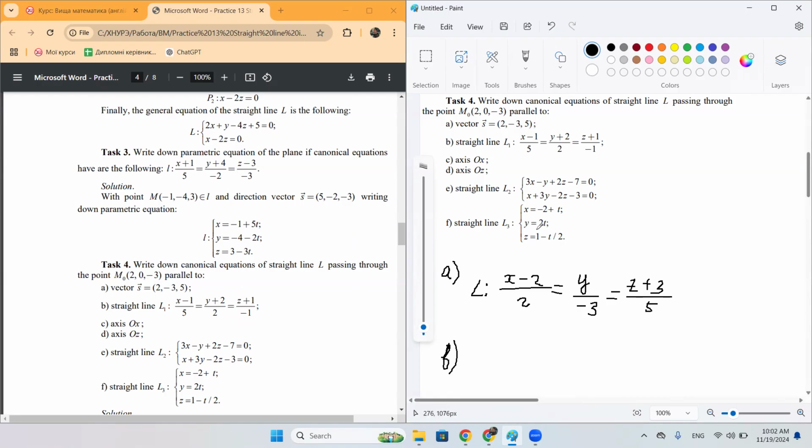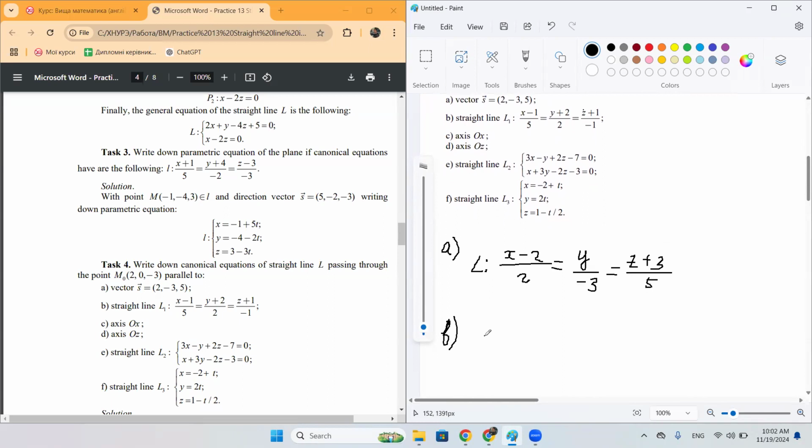So now the next part B. We need to find the equation of straight line L parallel to this straight line L1. So how to solve it? How to find the direction vector? So the coordinates of the direction vector of the straight line L.